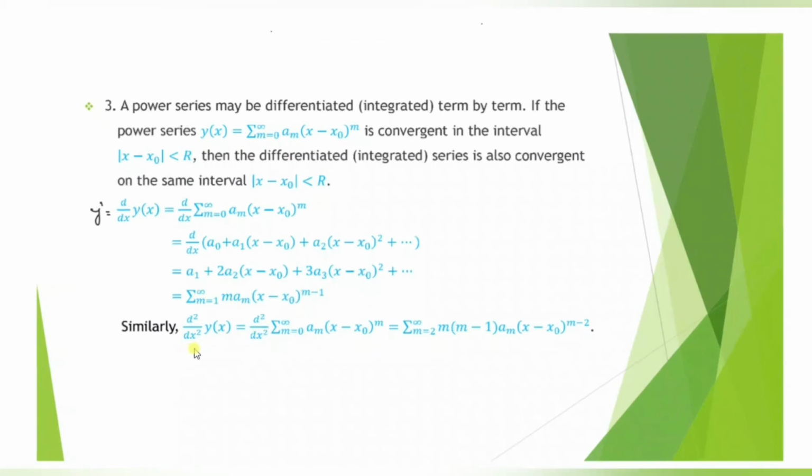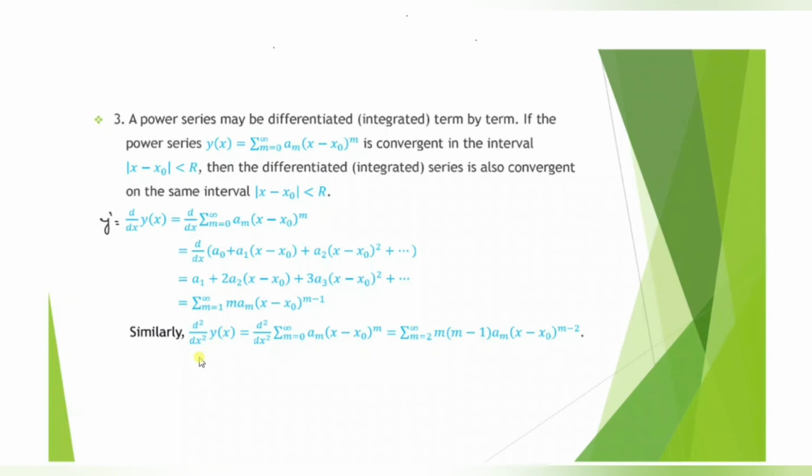Similarly, we can find y double prime, which is derivative of y prime with respect to x. This is equal to summation m equal to 2 to infinity m into m minus 1 am into x minus x0 to the power m minus 2. Here, the interval of convergence of y prime and y double prime is absolute value of x minus x0 less than r. This means the series y, y prime and y double prime have same radius of convergence, which is r.